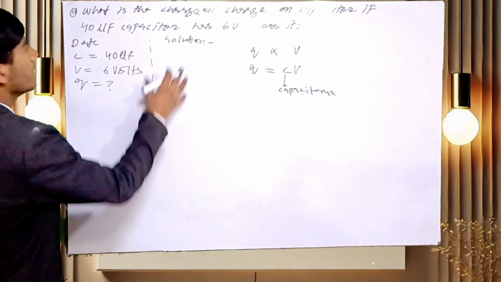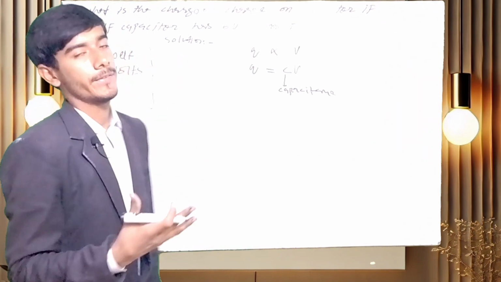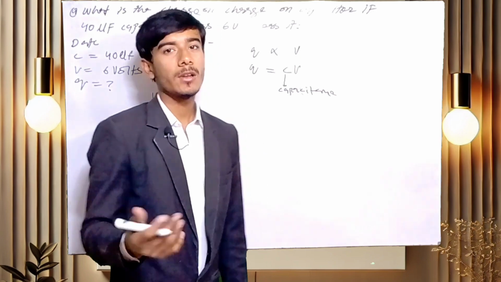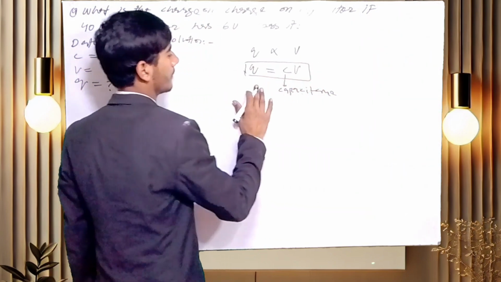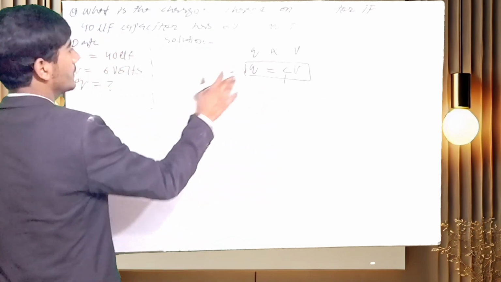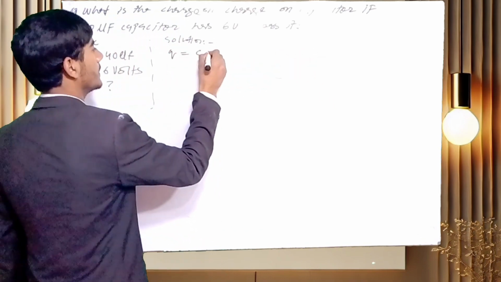Now what the numerical is saying? Numerical is saying that find the charge. You have to find the charge. So I am going to find the charge. This formula will help us. Let's use this formula. Q is equal to CV.